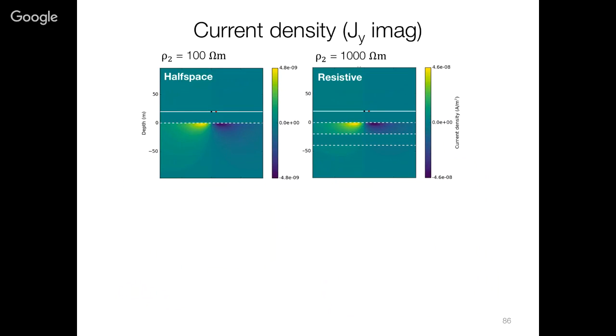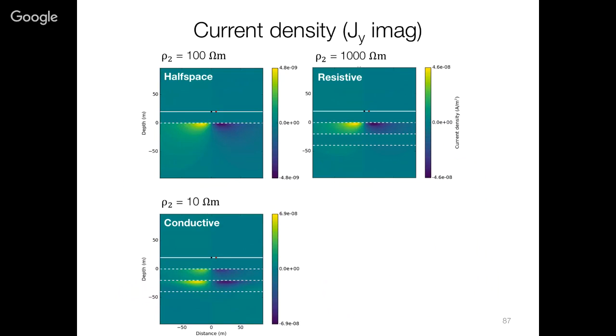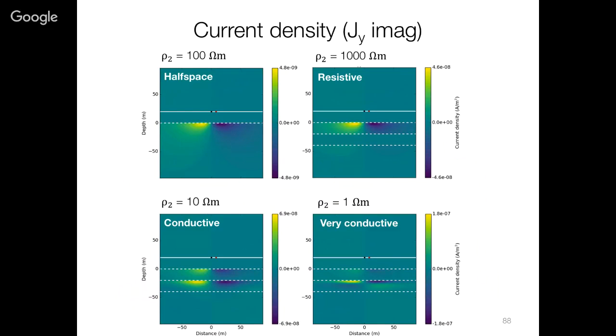Have a resistor in there, then we're not really seeing very much. They're still kind of concentrated at the surface. If we have a conductor, okay, then we see both currents in the upper surface as well as in that conductor. And if we have it very conductive, virtually everything is concentrated in that very conductive layer. So again, this is the same kind of flavor that you have in the time domain.